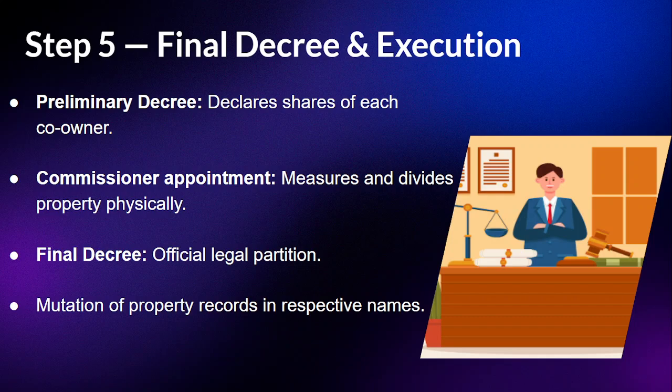Once the division is complete, the court passes the final decree. This legally formalizes the partition and grants independent ownership. After that, mutation of property records in each owner's name must be done. This ensures that government records match the new ownership structure. With this, the legal partition process is fully complete.